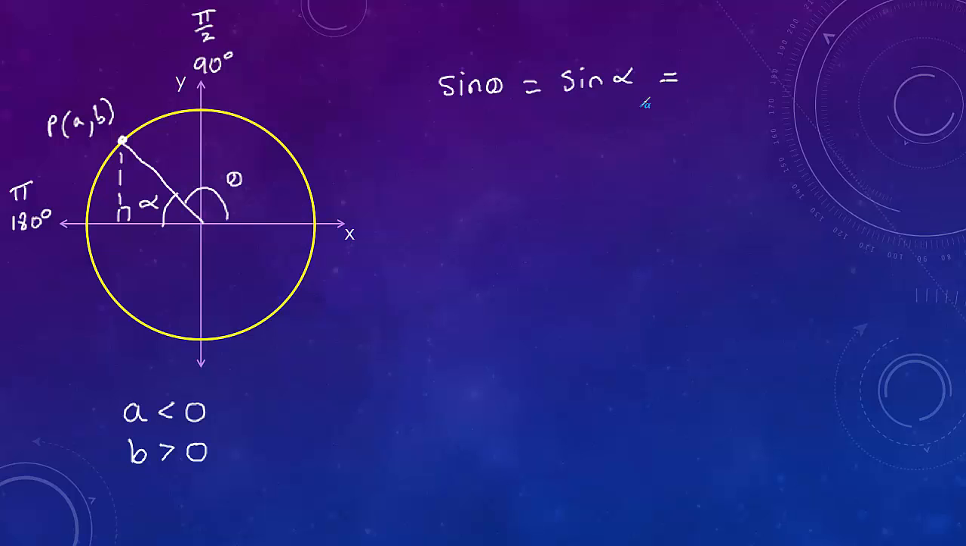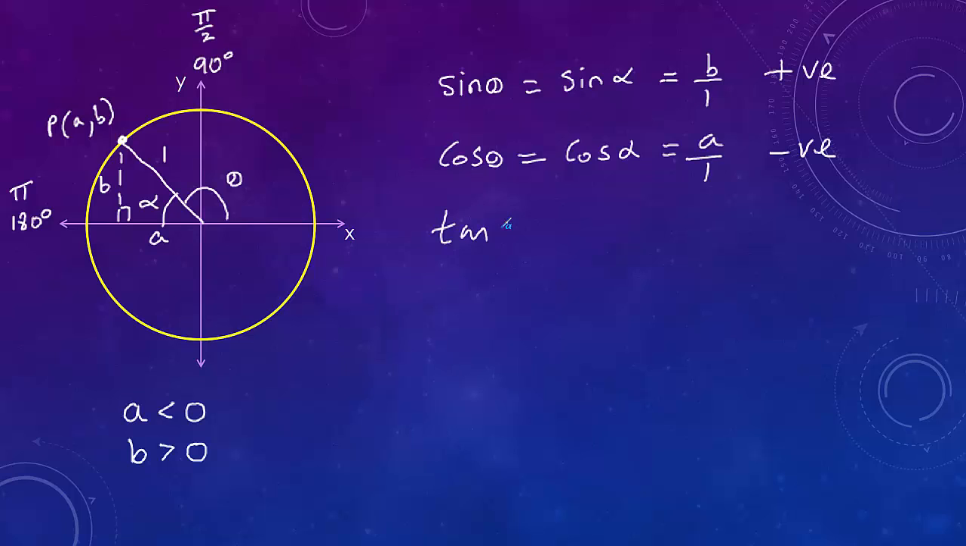But here, that's the opposite, which we know is B. So this is 1 and this is A. So that's going to be B over 1. And B is positive, so the sine is positive. But if we define cos theta to be equal to cos alpha, in this situation, that's A over 1 with the A being negative. So the cosine is negative.